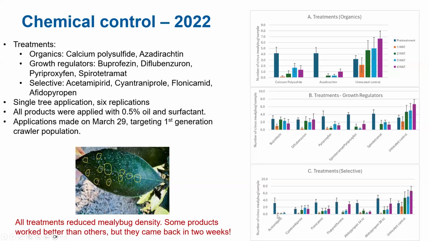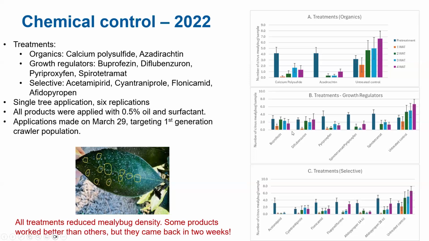Some provided longer-term control. For example, in organic treatments, calcium polysulfide, first week, great. Second week, the population started increasing. For azadirachtin, it continued to suppress the population for up to 3 weeks. In the fourth week, we saw an increase. Same thing with growth regulators.